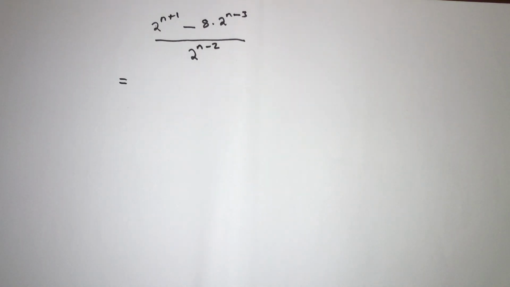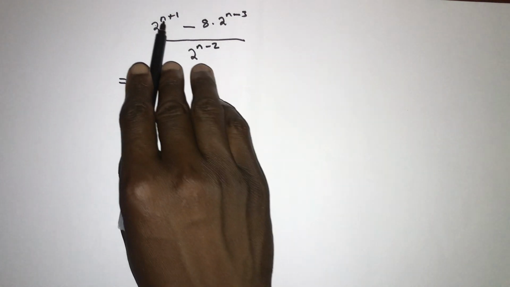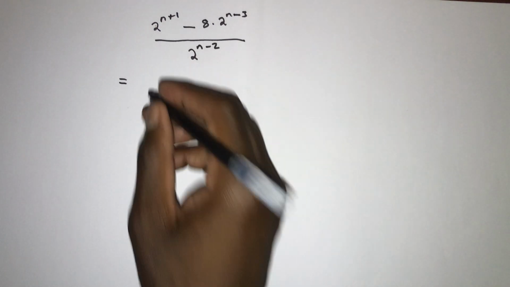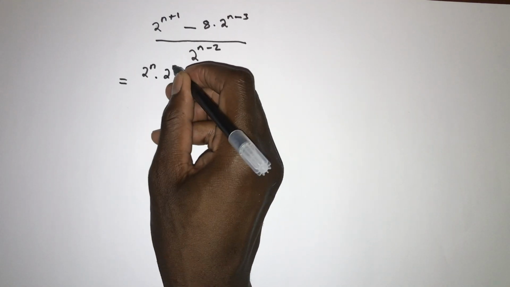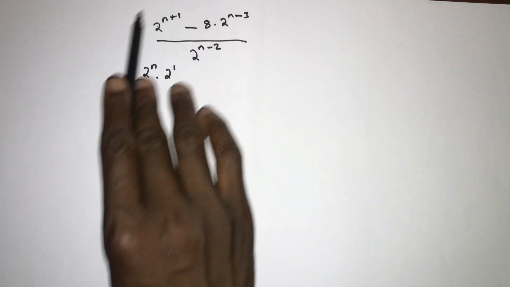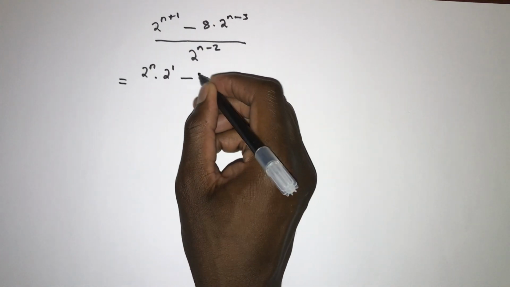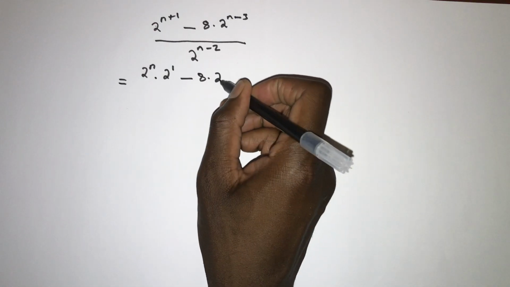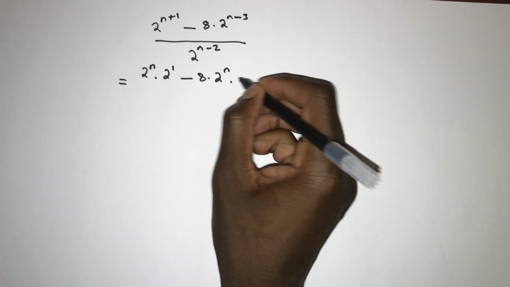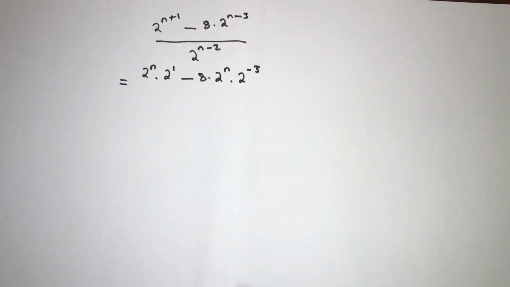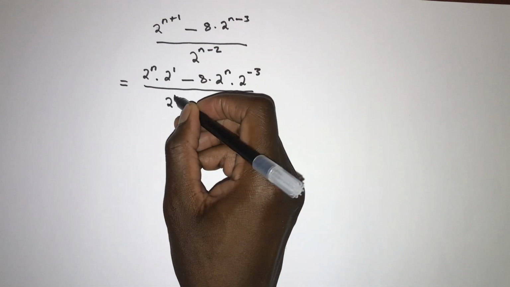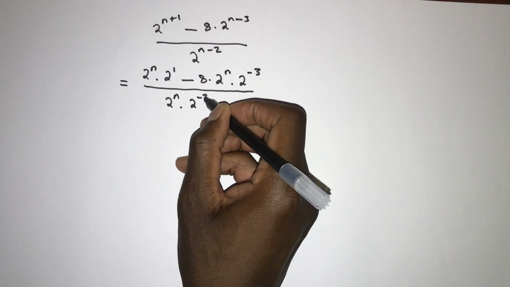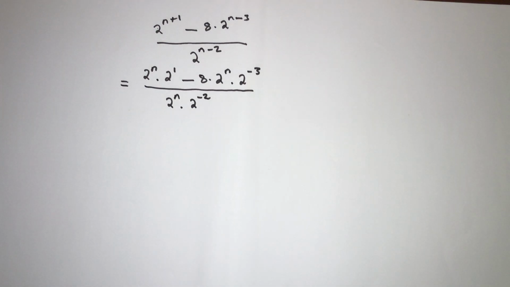These are the laws of exponents. When we multiply the exponent of the same base, we add the exponents. So the exponents are added. It means that we can separate them. So we have 2 exponent n multiply 2 to the exponent 1. So we are separating this. Then minus 8. Here we have 2 exponent n multiply 2 exponent negative 3. And then all divided by 2 exponent n, 2 exponent negative 2. So we're separating everything here.